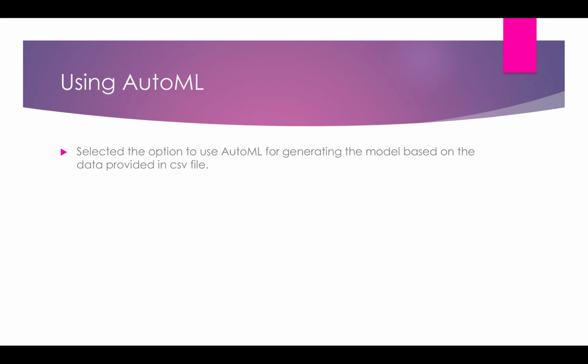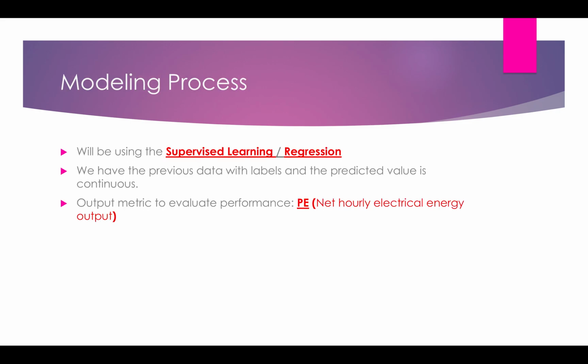Out of the given options for arriving at solution, I have picked up AutoML as this is something new to me and of interest. We use supervised learning, that is regression model, to address the problem. The reason for this was we have the previous data provided along with the label, and the predicted value is continuous in nature. The output metric is the PE.